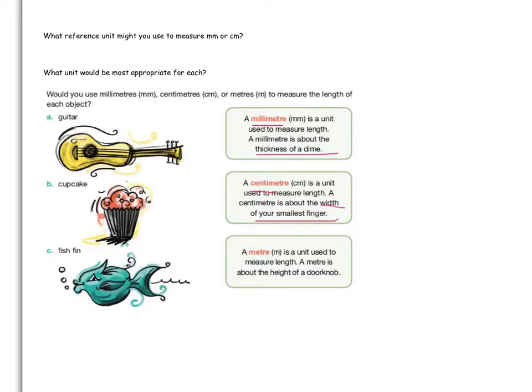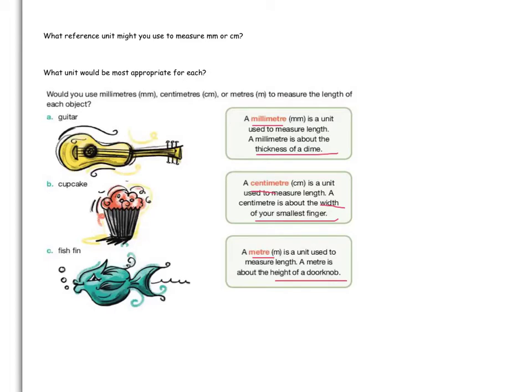Of your pinky finger. And a good referent for a meter, here they've given us a different one, is the height of a doorknob, which is kind of handy as well. That's a good one to take a look at. And before we had the width of a doorway is approximately a meter. So there you go, you've got a couple of those.